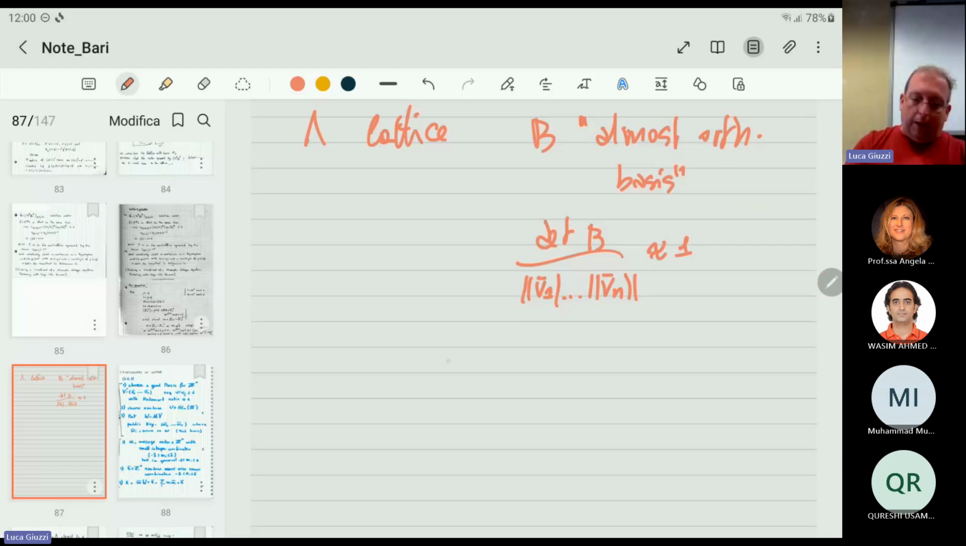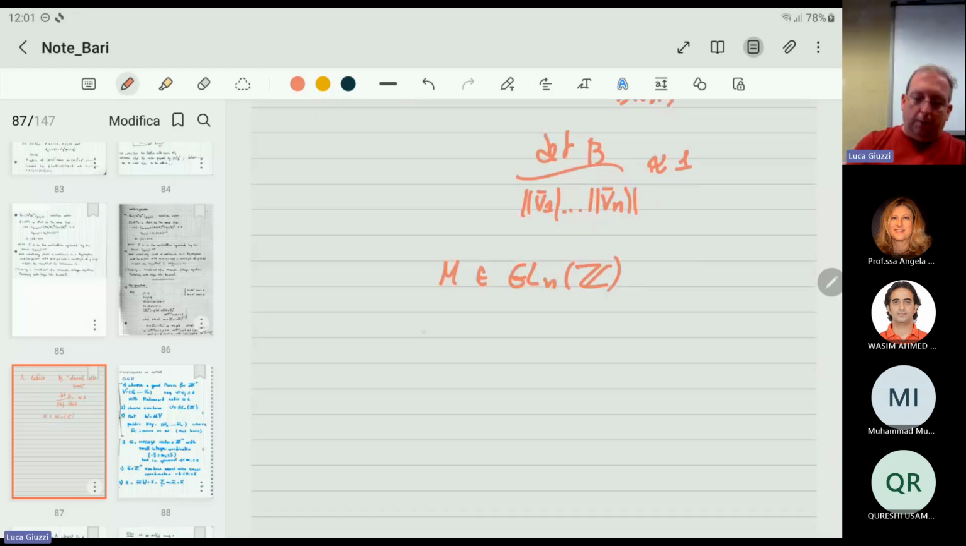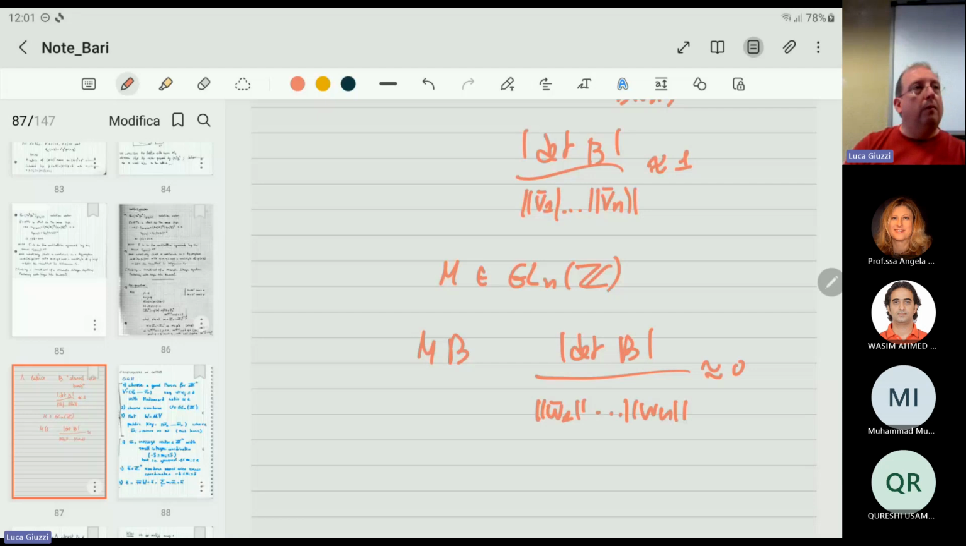Then we take a matrix M belonging to GL_n(Z). We compute MB, and now we have a new basis for the same lattice, because the modulus of the determinant of this matrix is the same as the modulus of the determinant of B. So we can just write B, but here we will have W1, ..., Wn, close to 0.